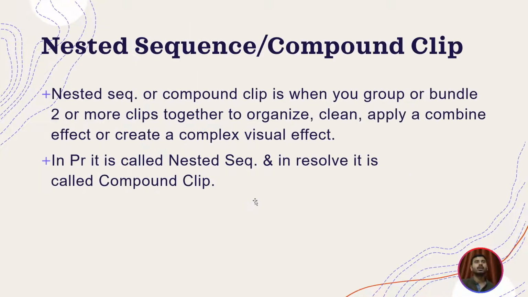Okay, nested sequence, a compound clip. Nested sequence is the Premiere term, and compound clip is the same thing for Resolve. So there could be a shot where you need a lot of things, video clips to be stacked on top of each other, and that is making your timeline very complex, very messed up. You want to clean it up, you select all this and click nested sequence, a compound clip. This is essentially nothing but grouping multiple clips into one. Now, four clips became a group and turned into one clip.